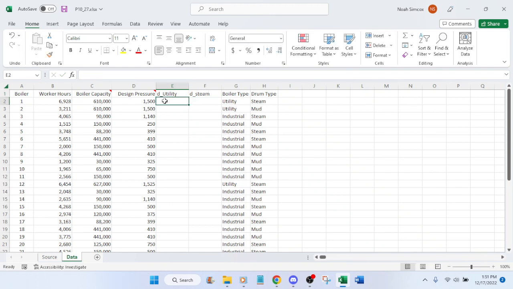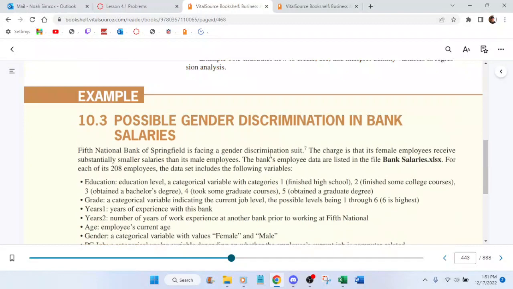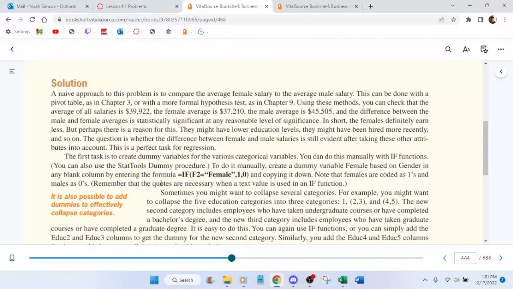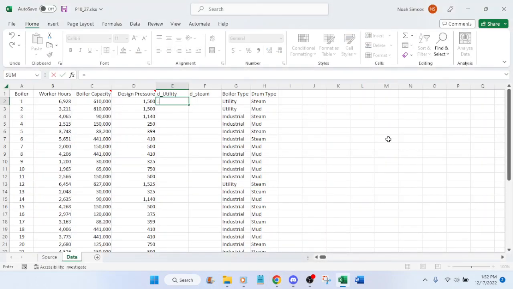I forgot the equation, so I'm going to look it up. Although I think it actually does describe it in the book, so I'll just look at the book. Equals if, parenthesis, this one equals, quote, the thing, comma, 1, 0. So equals if, this equals, quote, utility, quote, comma, value if true 1, value if false 0. And now looks like we got that.